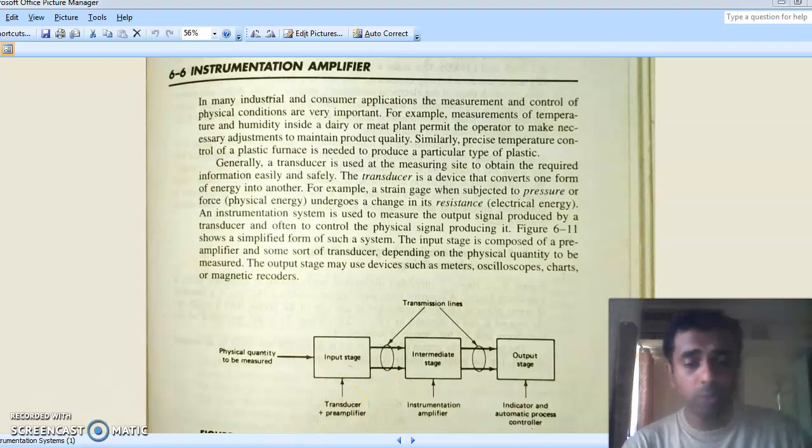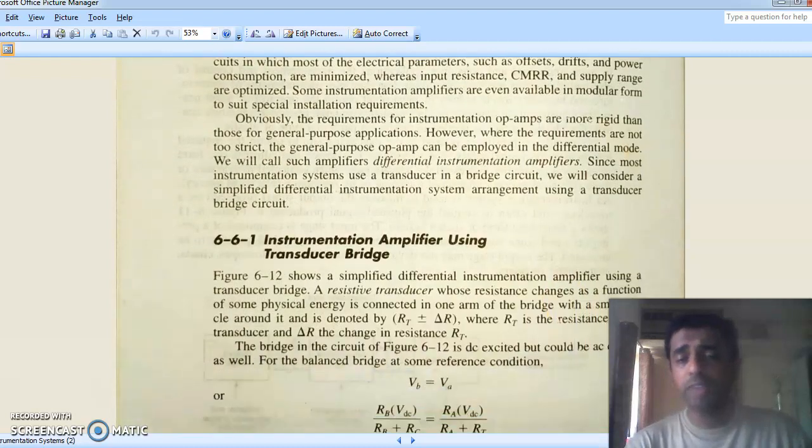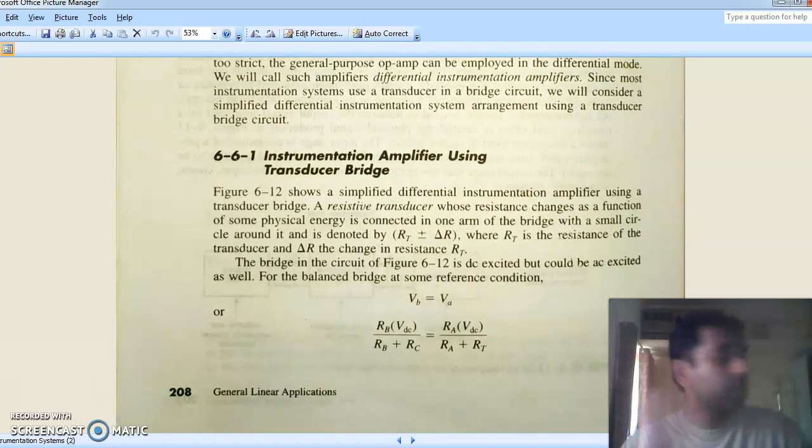Then we'll see the next one. Suppose we take a resistive transducer. We have seen so many resistive transducers. Strain gauges we have seen, thermistors we have seen, then another one is a photoconducting device, or a photocell, or light dependent resistors, LDR. These are all cases of resistive transducers. We'll take an instance of a resistive transducer and we'll see the circuit diagram.